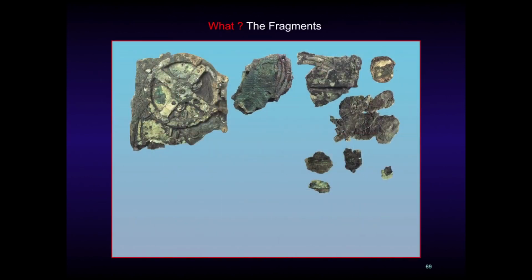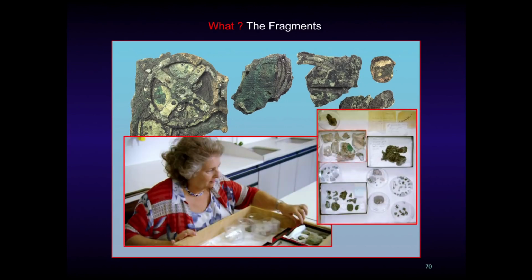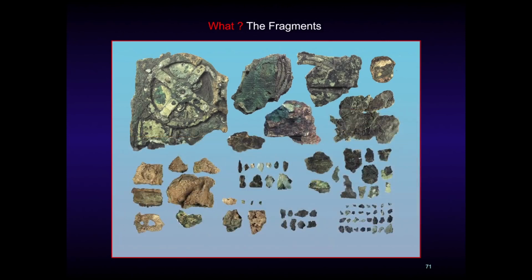When we started our studies, we knew of these fragments here, plus a few more bits and pieces that Price mentioned in Gears from the Greeks. And then one day, Mary came to our team and said she'd found some more boxes of bits in the basement store of the museum. Might we be interested? Well, of course, they were labeled Antikythera. Of course we were interested. To cut a long story short, we ended up with 82 fragments in all.